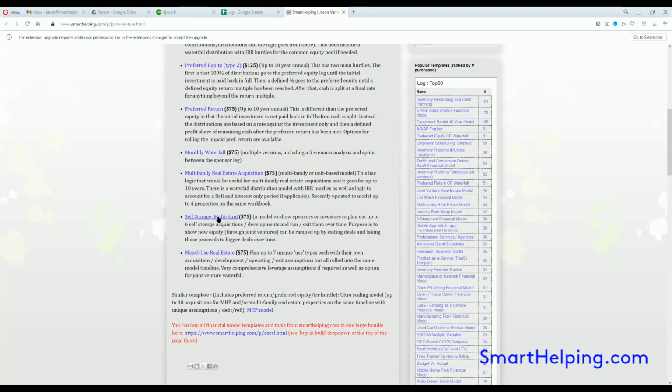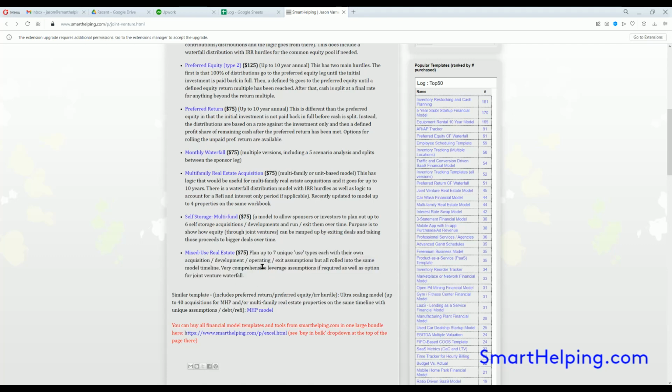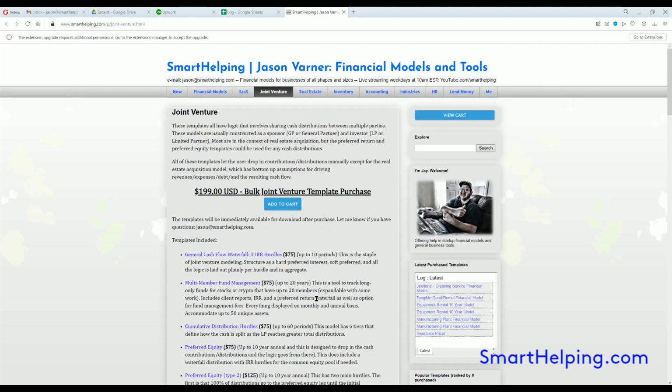Then we've got self-storage. This is actually up to 6 funds, and each fund has its own joint venture waterfall. And the logic here to match everything up was super unique, super extensive. That's why I included it in the joint venture bundle, because it has joint venture logic in it. That's really cool. Mixed use is just a regular real estate model, but I did put just a joint venture waterfall on the bottom of it, and I included it in this template bundle. Okay, those are all the structures.